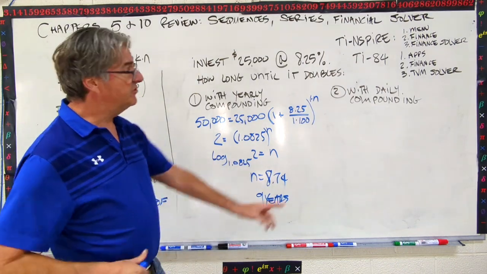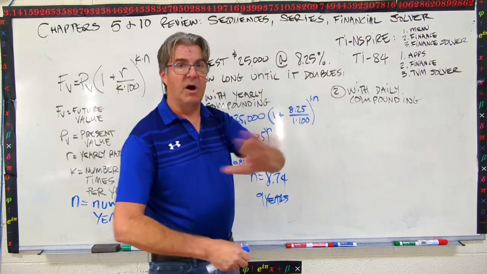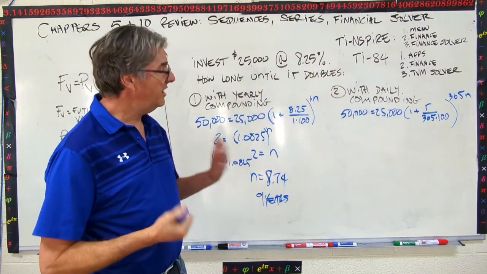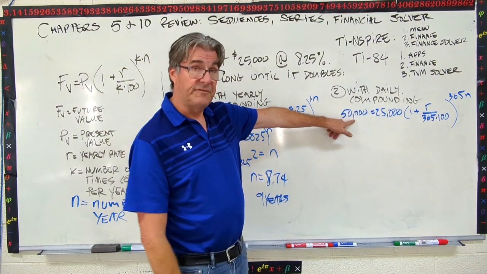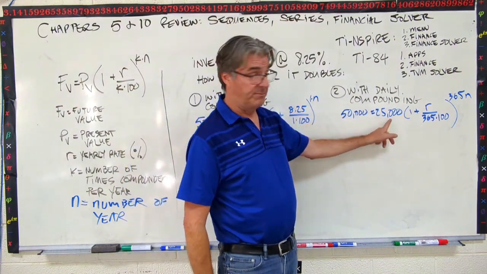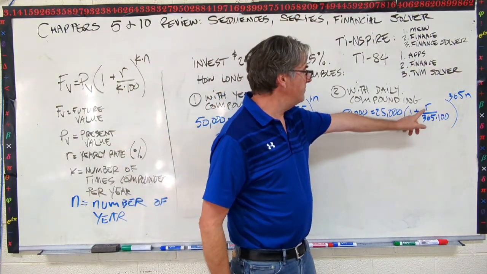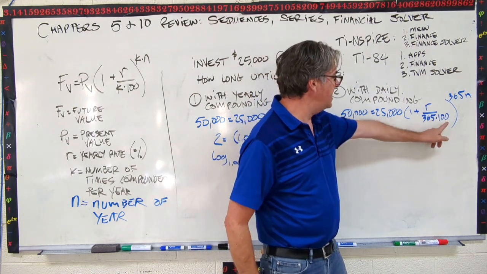Okay, now let's do this with daily compounding. Pause the video and do your plug-in step. Okay, so here's what I get. My double, 50,000. Here's my original, my present value. Now I have 1 plus R over K times 100.